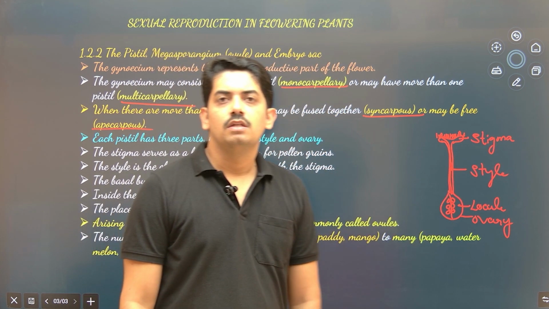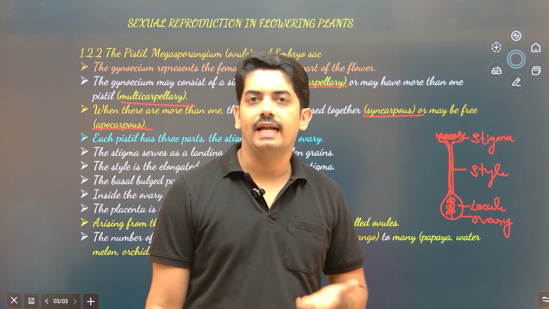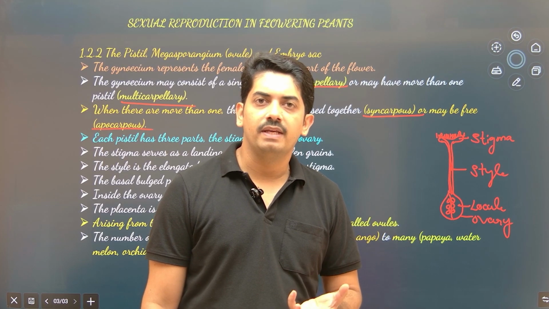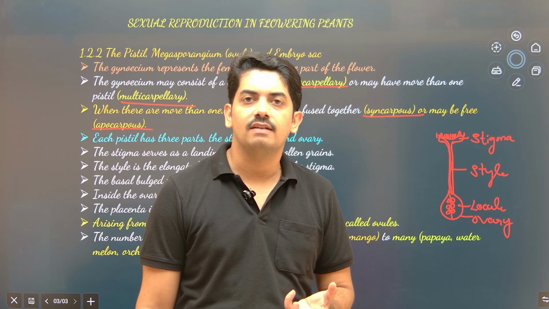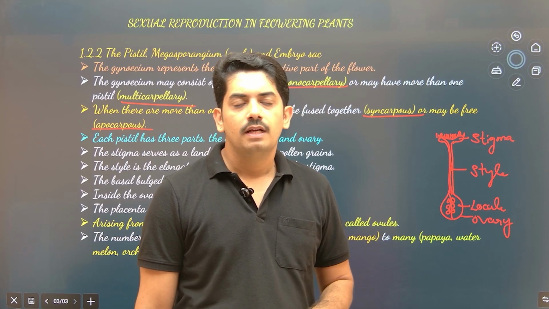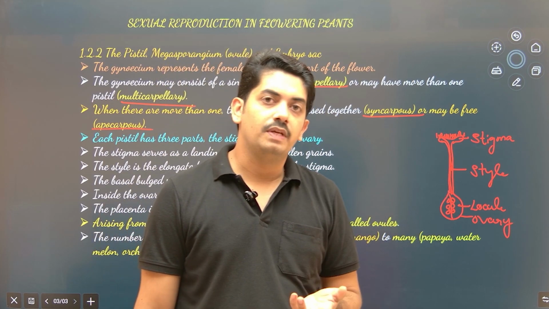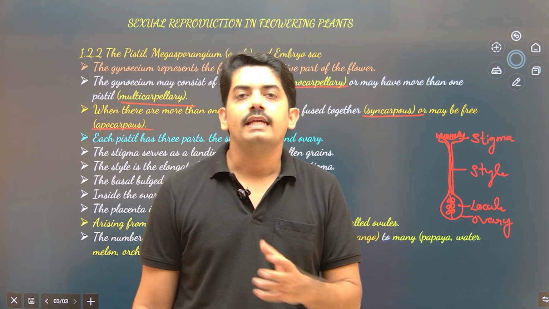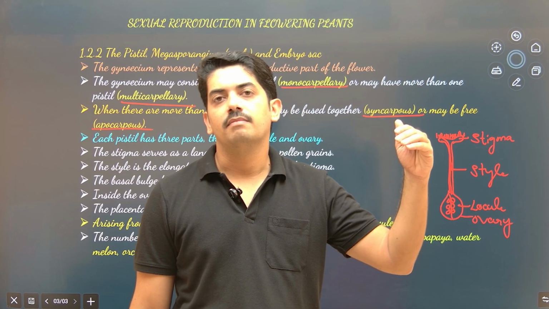Now the question comes, why is there a need for a style? The stigma, of course, is a landing platform for the pollen grain, it helps in trapping the pollen grains, and the chemicals present on the stigmatic surface allow the pollen grains to germinate and produce the pollen tube. Now the style is just like what we observe in human beings. We produce millions of sperms, and these sperms travel in the reproductive tract and reach the egg in the middle of the journey.